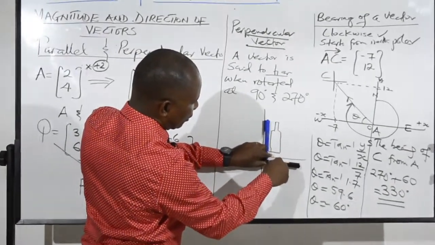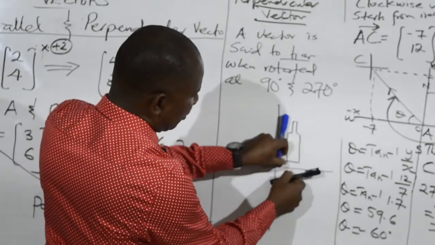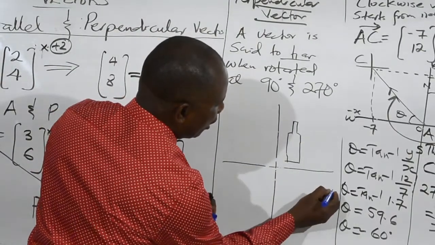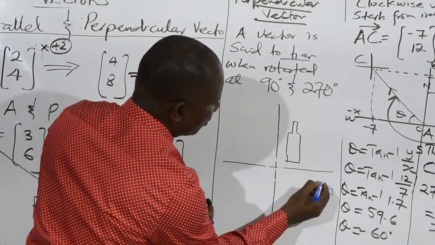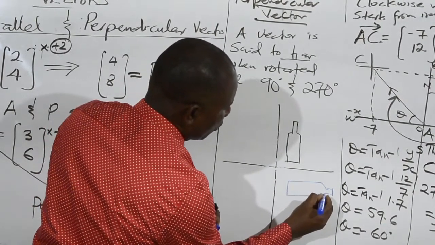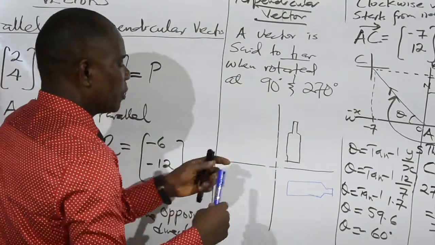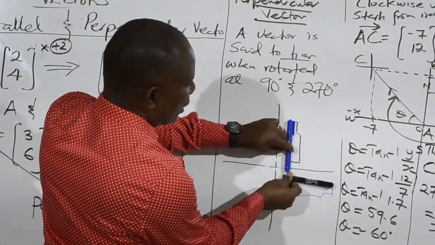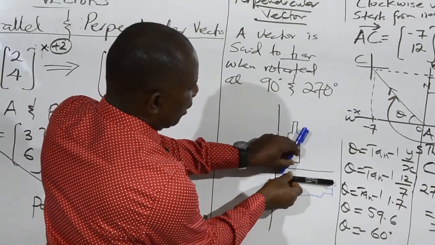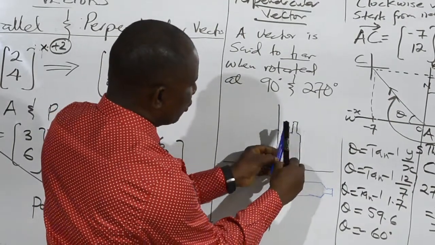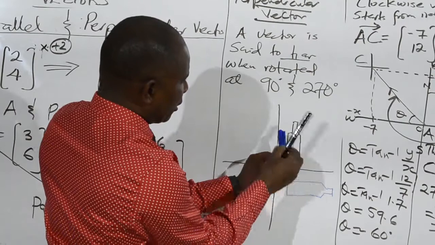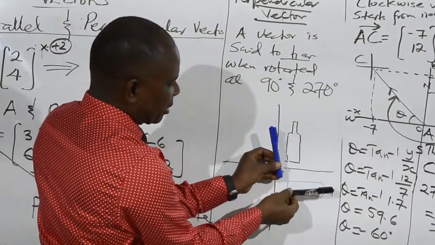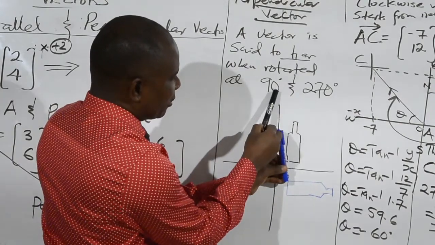This is 90 degrees there. So the bottle is supposed to drop in this direction. Let me give you another ink here. So you have that. When the bottle drops this way, I have rotated it 90 degrees. It was like this, so I have dropped it there. So it became 90 degrees. When I rotate it that way, then that vector is going to be perpendicular because it is now rotated 90 degrees.